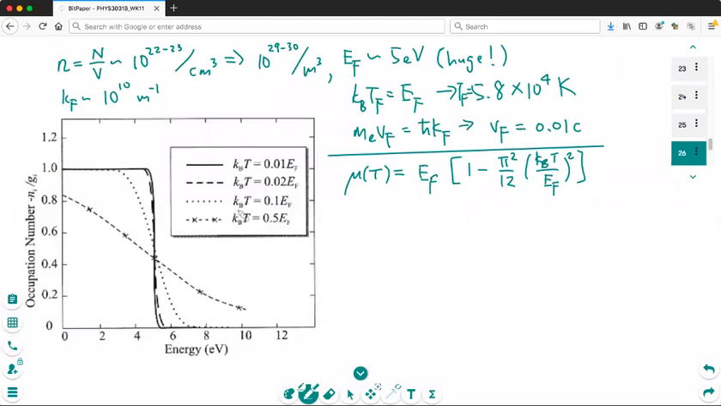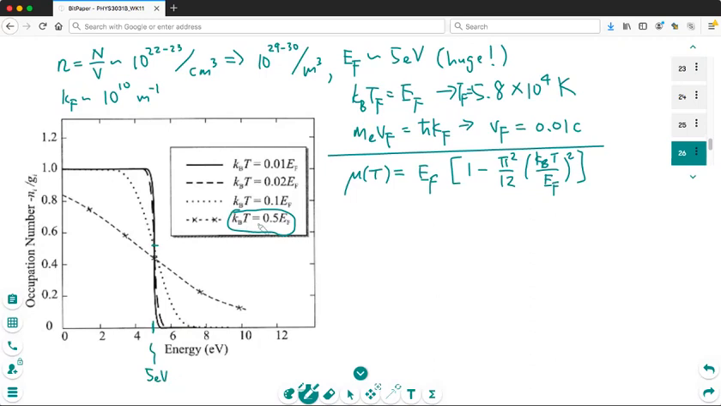Now I want to draw your attention to this. This is where you begin to need correction, and this is where the temperature is half of the Fermi energy. You have this curve here. I told you the Fermi energy is about 5. I think this is the number the author used for the simulation. So this is the Fermi energy, 5 eV.